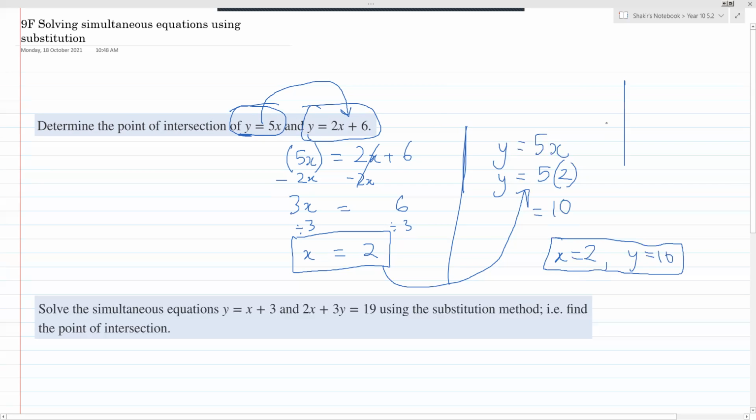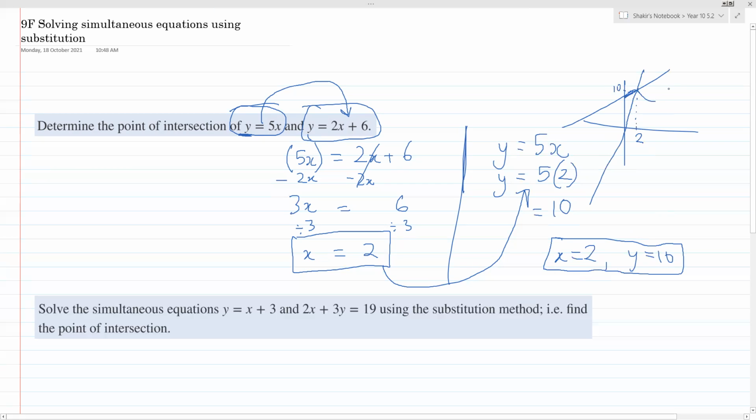If I were to graph these two lines, I would get something like this. And 2x plus 6, so probably something like this, right? And where would the two meet? x would equal 2 and y would equal 10. So the meeting place over there is 10. The coordinates of the point of intersection are (2, 10).